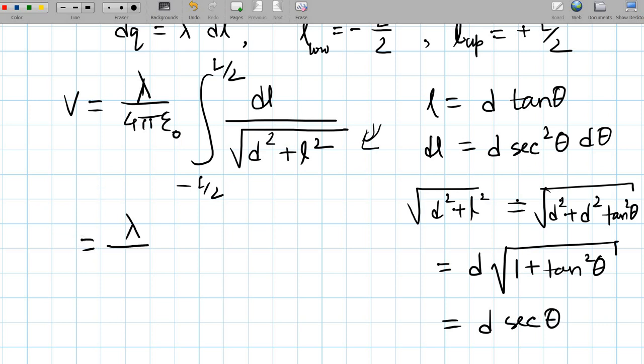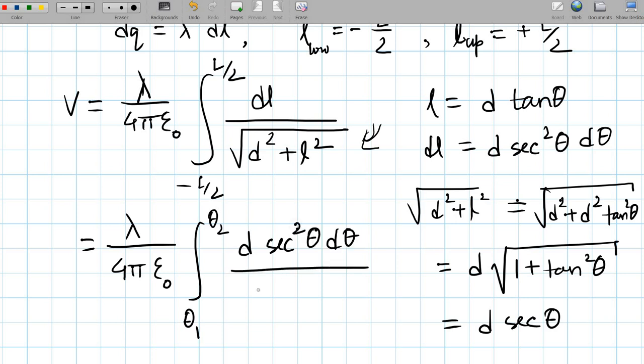We have lambda divided by 4 pi epsilon naught. The lower limit is probably going to be some theta, I don't know. So some theta 1, this is going to be theta 2. As you will see, at the end, we'll reverse back. So instead of theta, we'll go back to L. But for now, just play along. So we have dL, so we have d sec squared theta d theta. On the bottom we have d sec theta. So one of these things is going to cancel one of this factor on the top.